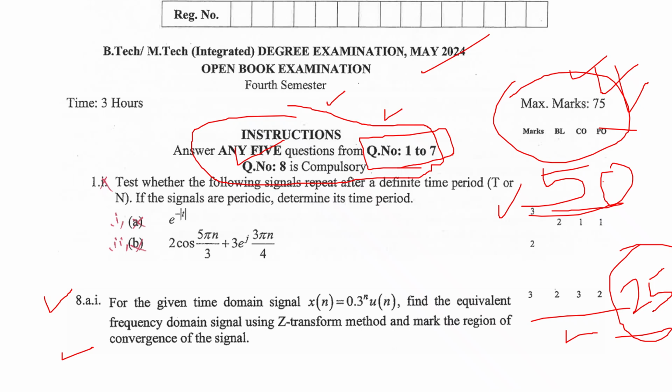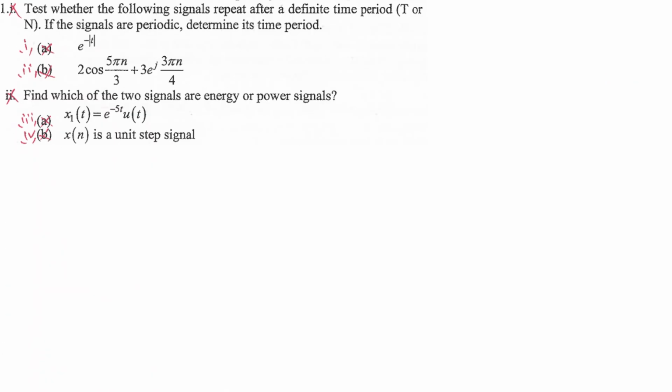Okay, so let's take the questions. The first question is here: test whether the following signals repeat after a definite time period T or N, T for continuous time and N for discrete-time signals, if the signals are periodic, and determine the time period. So you have to find whether the given signal is periodic or non-periodic. If periodic, then what is the time period, T or N, and if it is non-periodic, then that's good.